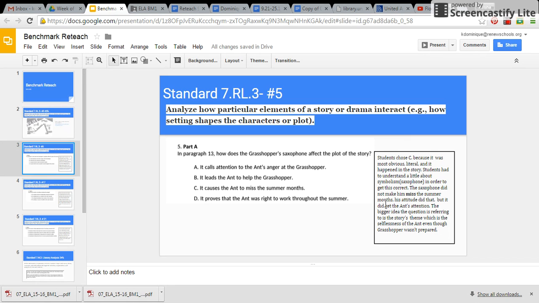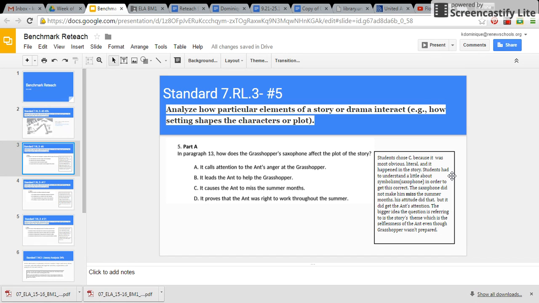So you see in my explanation right here in my teacher notes, I put students chose C because it was the most obvious and literal, and it happened in the story. You kind of think that he missed the summer months, but he really didn't miss the summer months. Students had to understand a little bit about symbolism, which is the saxophone, in order to get this correct. The saxophone did not make him miss the summer months. His attitude did that. But it did get the ant's attention.